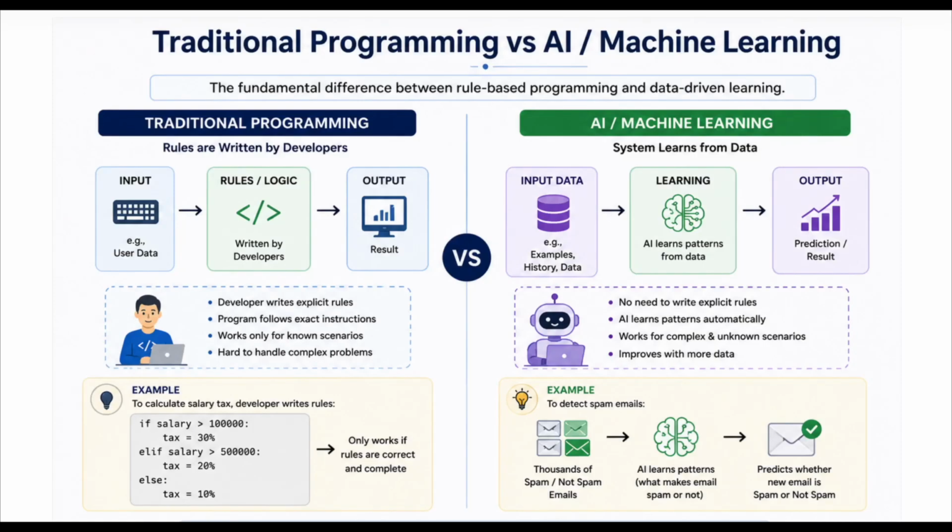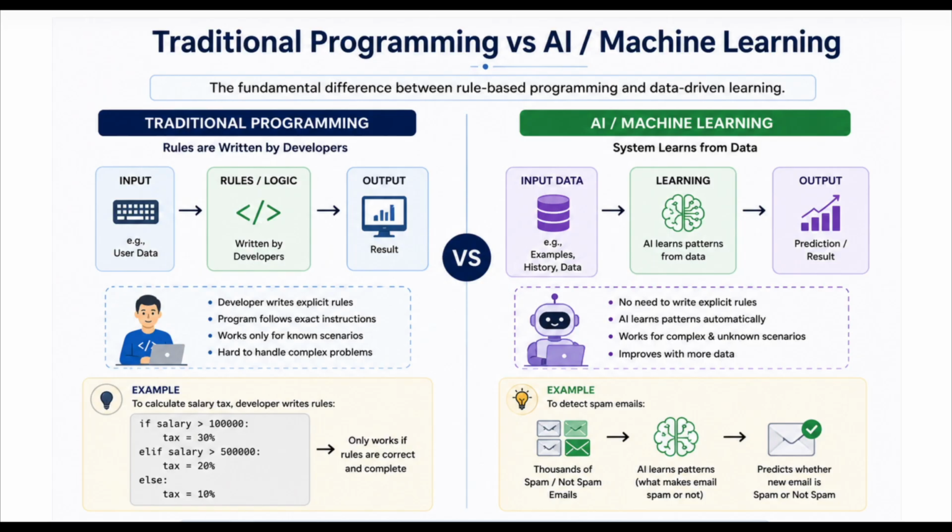Hi everyone, welcome back. In the previous video, we understood what AI is and how AI is already part of our everyday life. Now, let's understand something very important. How is AI different from traditional software? Because AI does not work like normal programming. And once you understand this difference, many AI concepts become much easier later. So, let's simplify it step by step.